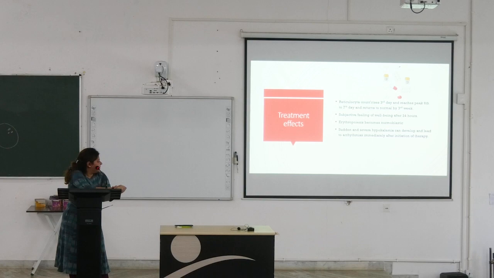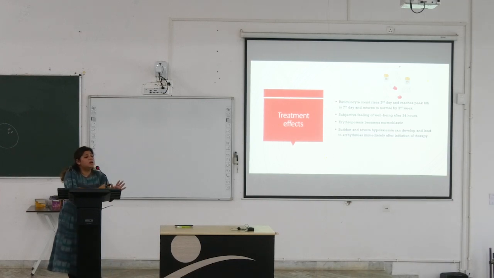Now treatment effect. What happens after we start therapy? There will be reticulocytosis beginning on day 3 and it reaches peak by day 6 or day 7 and then normalizes by the 3rd week. So that is an adequate response. Once we start therapy, we have to monitor whether or not the person is responding to this therapy. So this reticulocyte count is the easy way.